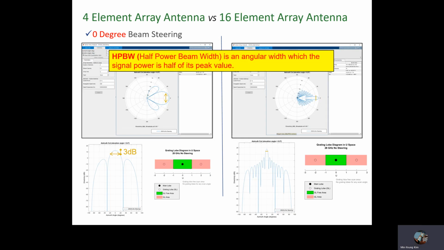This is a 2D projected polar and Cartesian beam plot. We can estimate the beam strength with this view. HPBW, half power beam width, is the angular width at which the signal power is half of its peak value, easily the 3 dB beam width. This basic comparison of both types of array is set to 0° beam steering. This means that the beam is directly straight out from the array plane. The 16-element array shows a small, narrow half-power beam width, which focuses energy into a more accurate beam.